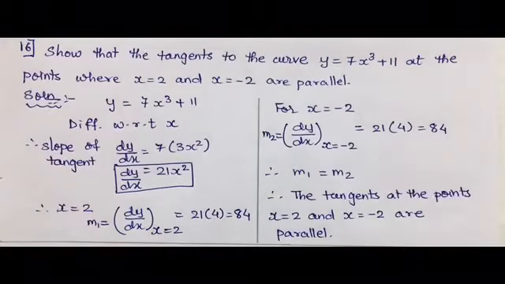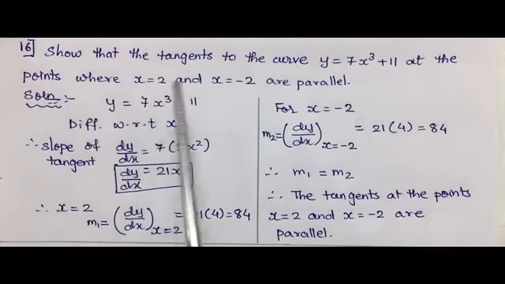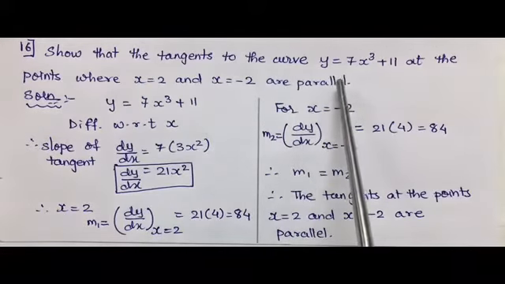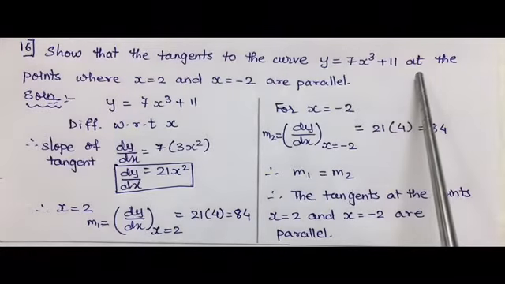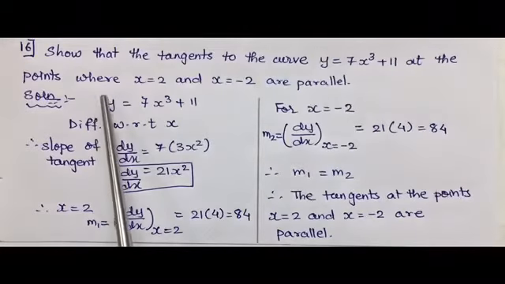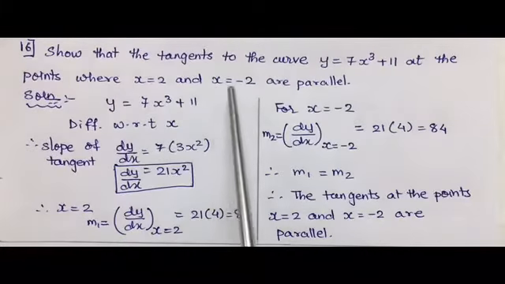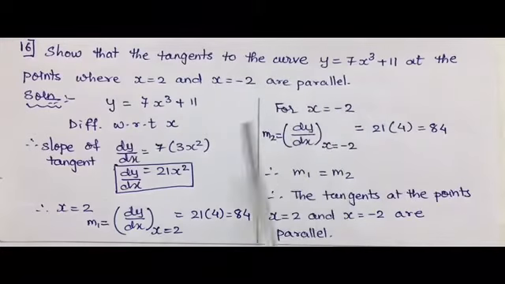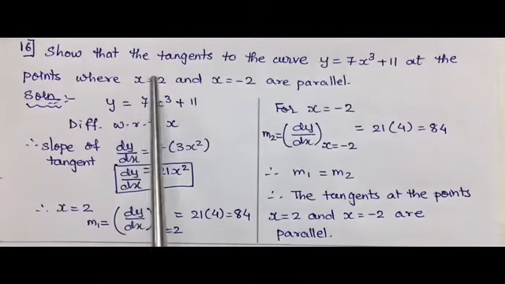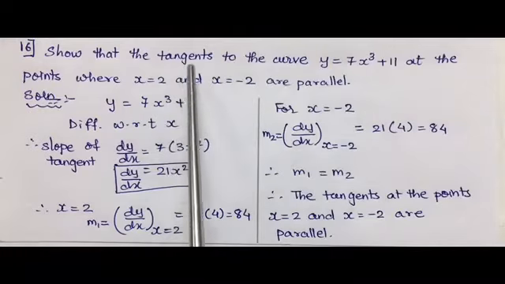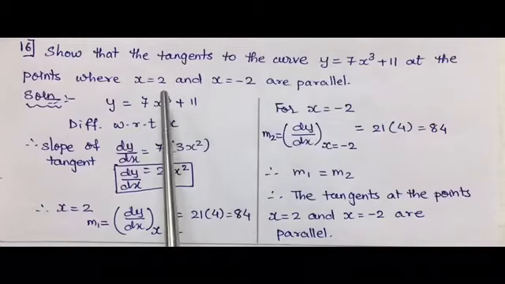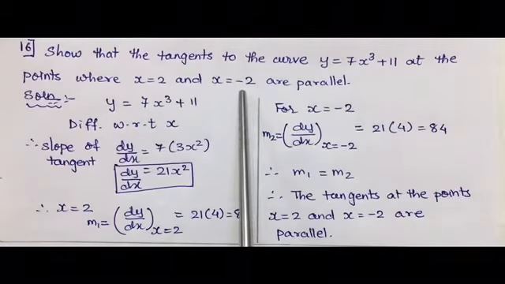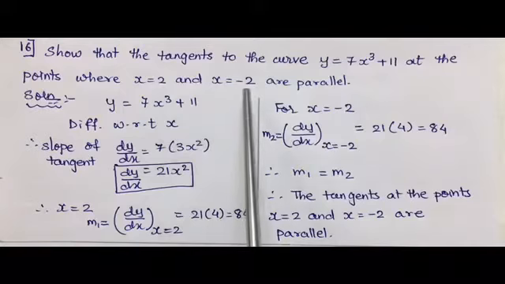The 16th one is given as: show that the tangents to the curve y equal to 7x cube plus 11 at the points where x equal to 2 and x equal to minus 2 are parallel. Now here we need to show that the tangents at both these points, x equal to 2 and x equal to minus 2, are parallel.